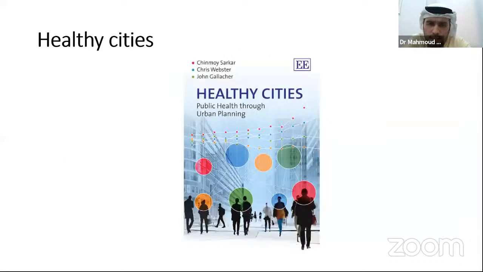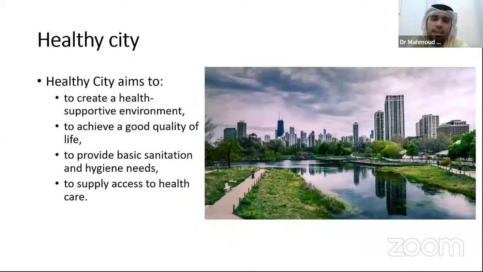Healthy cities are part of it when we talk about social. Yes, it can also have social and environmental elements. But building public health through urban planning became very important in the COVID-19 period. And by having a healthy city, the aim is to create a health-supportive environment and achieve a good quality of life and basic sanitation and hygiene needs, and to supply access to healthcare.